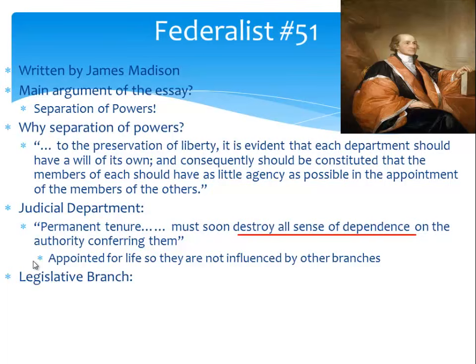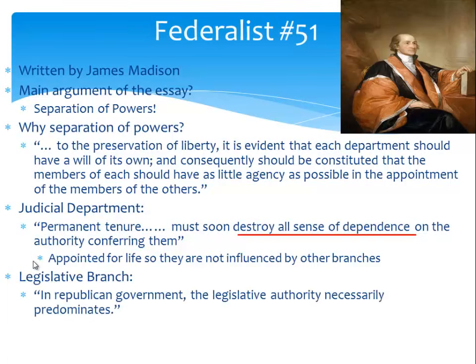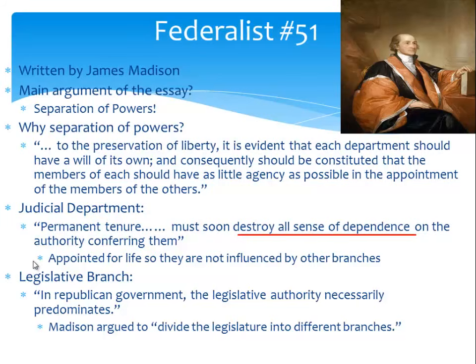The legislative branch, Madison stated, in Republican governments, the legislative authority necessarily predominates. And if you look at the Constitution, the legislative branch is the first branch mentioned in the Constitution. The framers really thought the legislative branch should be the most predominant of the three branches. And Madison argued to divide the legislature into different branches, which we have in Congress with the House of Representatives and the Senate.